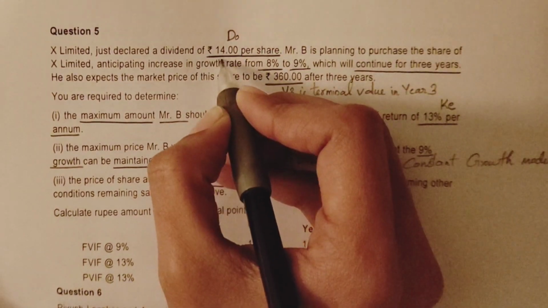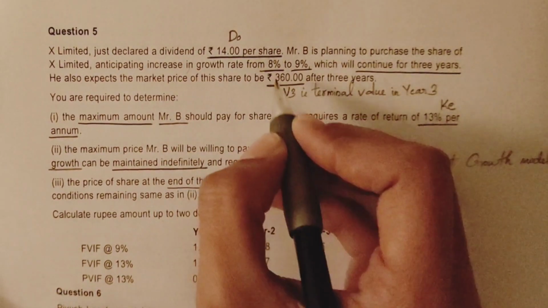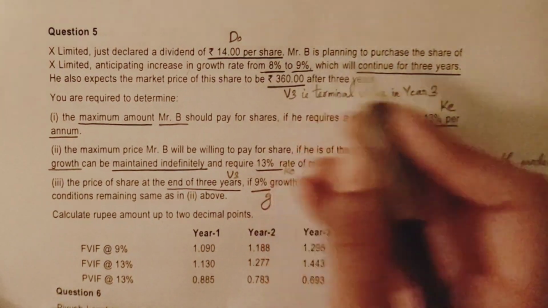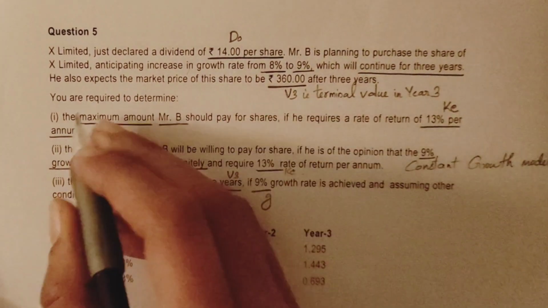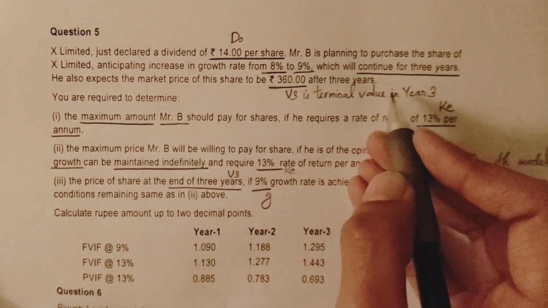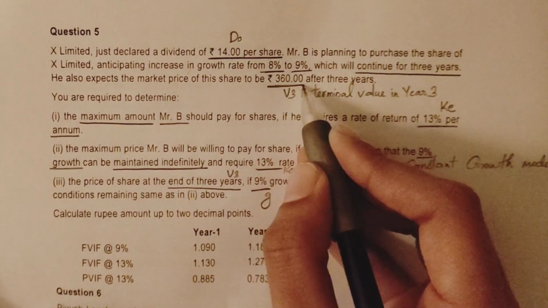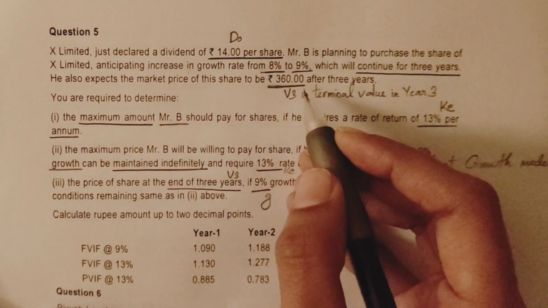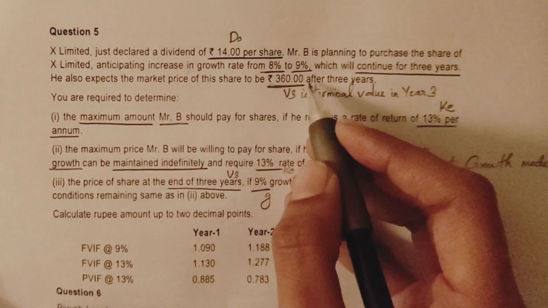So D0 is 14 and the growth rate is expected from 8% to 9% for 3 years. He also expects the market price of this share to be 360 after 3 years. So what is this value at the end of year 3? That is the terminal value in year 3, which is 360.